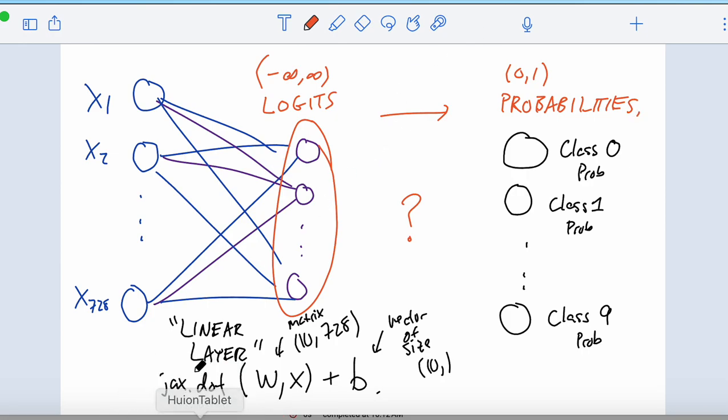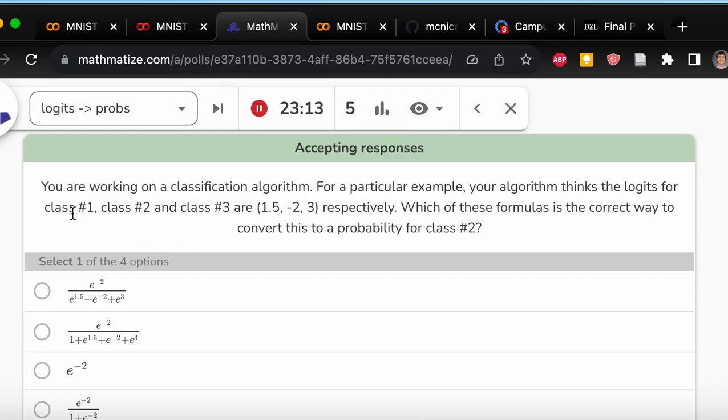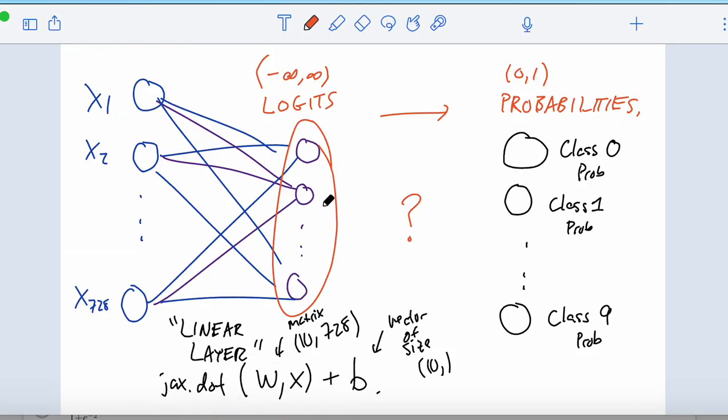The first question is a very concrete example of this, which is, okay, in real life we have 10 classes. Let's pretend we only had 3 classes, just to keep things simple. So pretend you have 3 classes, class 1, class 2, class 3, and pretend the logits are 1.5, -2, and 3. So on over here, the 3 things you see are 1.5, -2, and 3. Let me make these a little bigger. Okay. So pretend you see 1.5, -2, and 3.